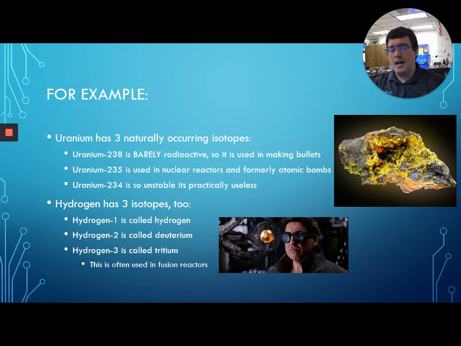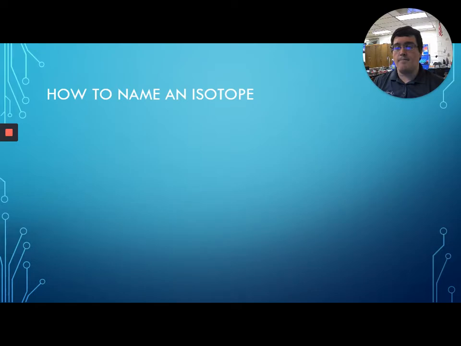But anyways, those are just a couple examples of elements that have multiple isotopes that all have different properties. How do you name an isotope, right? I just named a few for you. Where does that name come from?